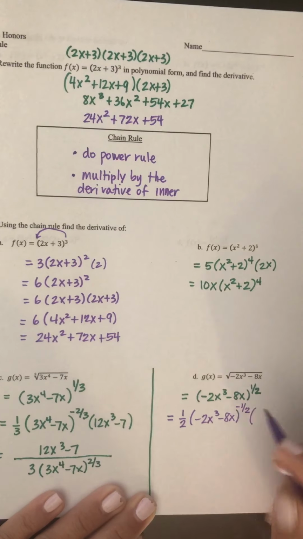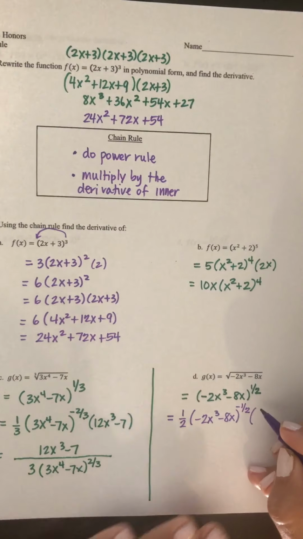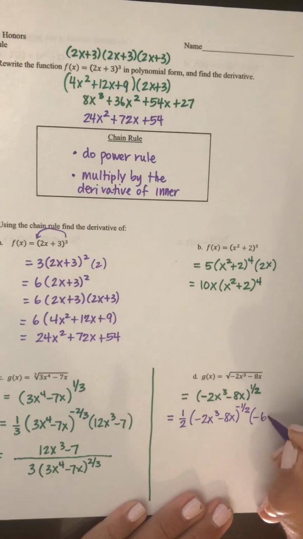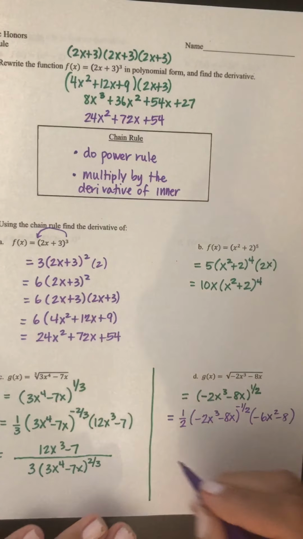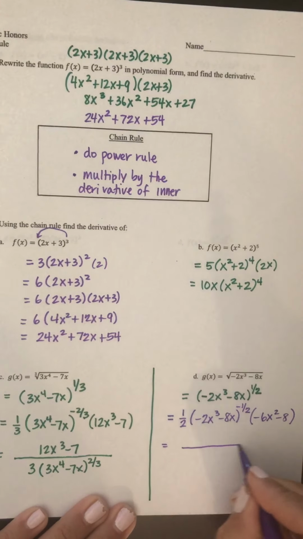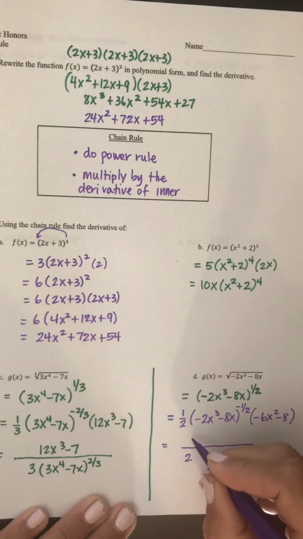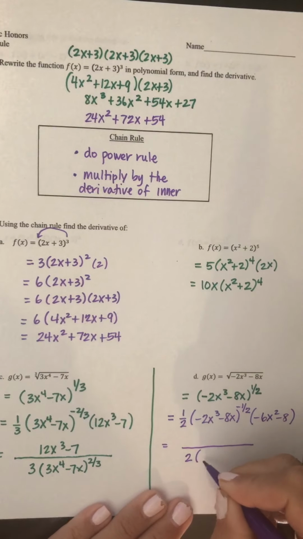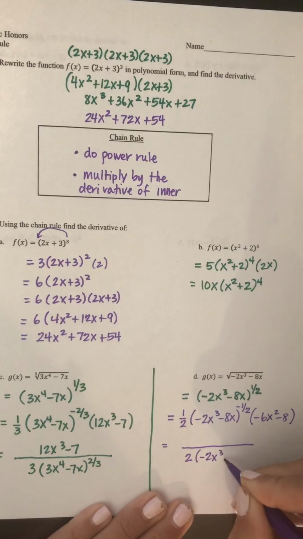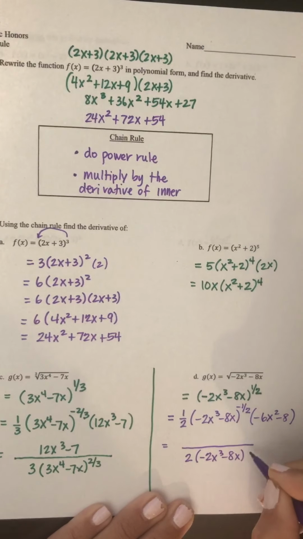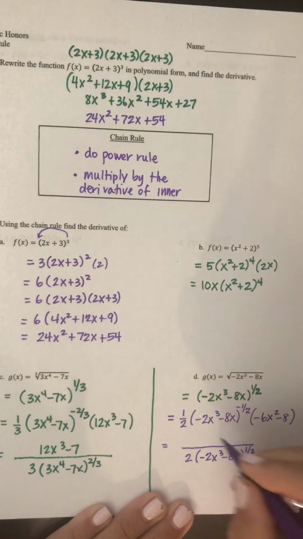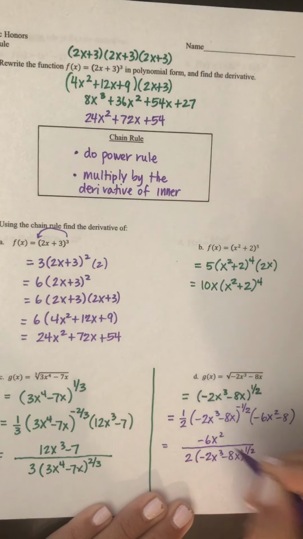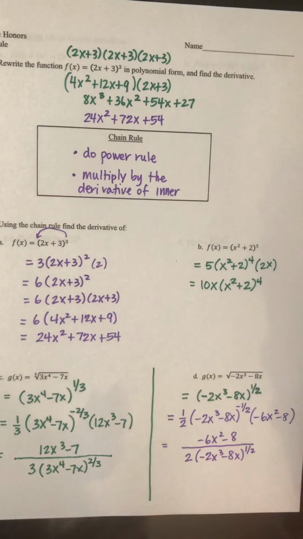And then I multiply by the derivative of this guy, which is going to give me a negative 6x squared minus 8. Cleaning it up just like before, draw your fraction here. Drop that 2 in the bottom because it's 1/2. Parentheses, negative 2x cubed minus 8x to the positive 1/2. And then whatever you have here just stays on top, negative 6x squared minus 8.